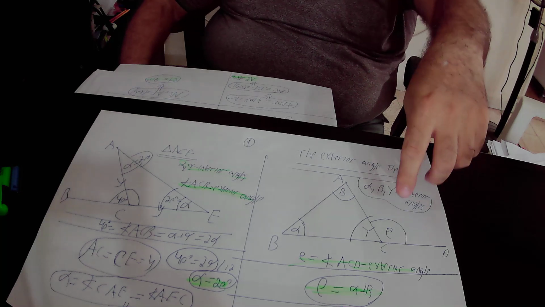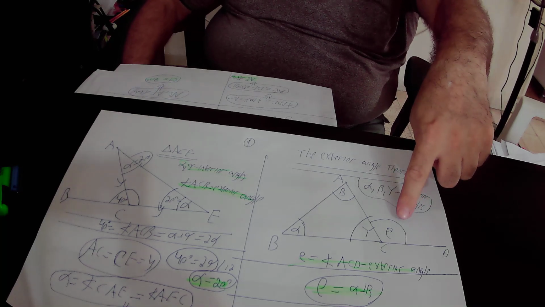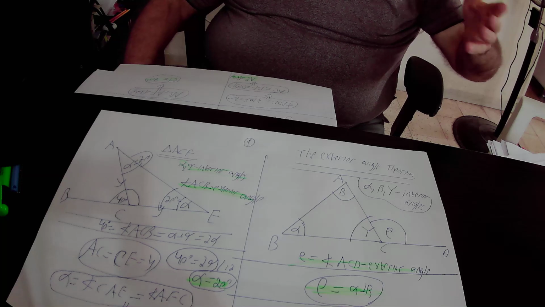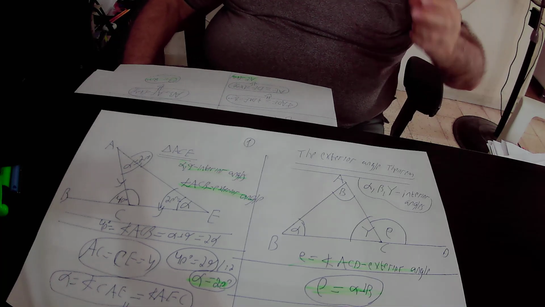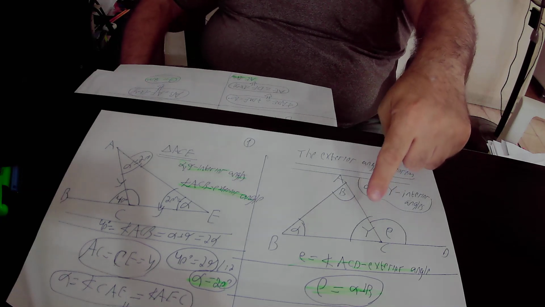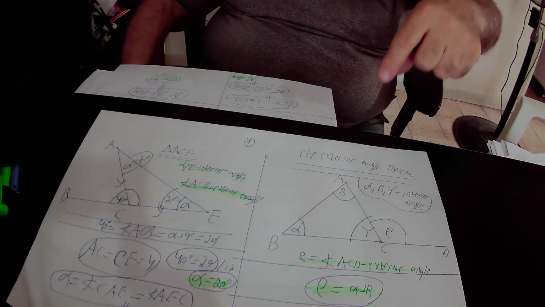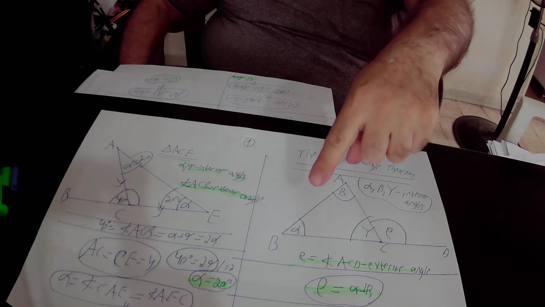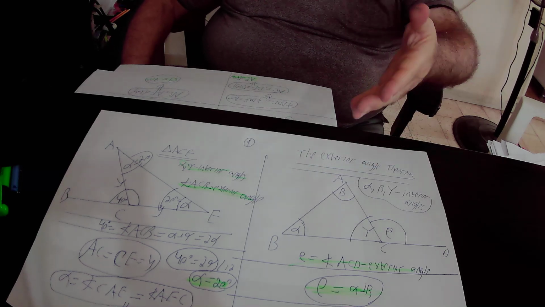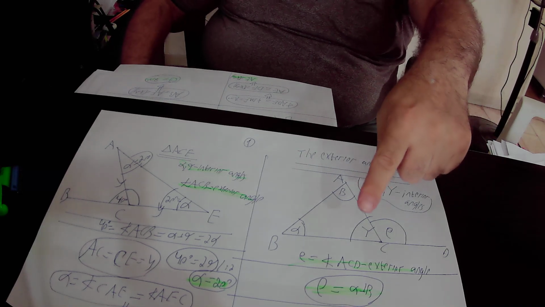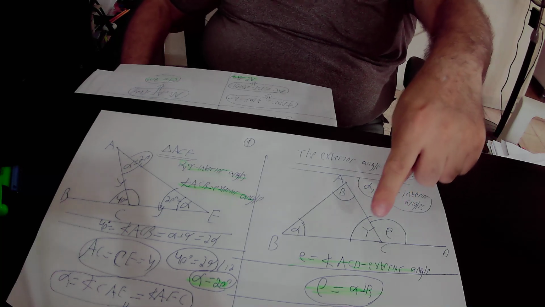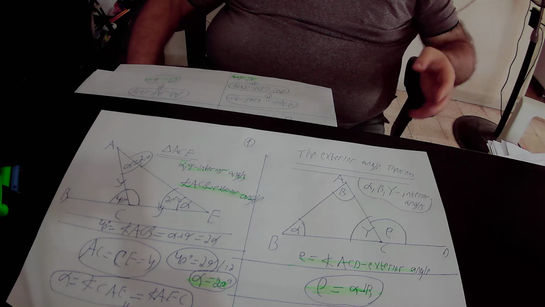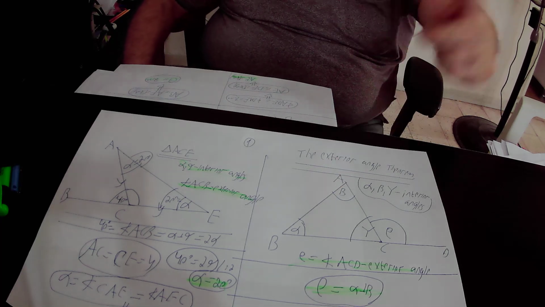And what is the size of the exterior angle ACD that is equal to E? According to the exterior angle theorem, it is equal to the sum of the two interior angles that are not adjacent to it. Here angle gamma is adjacent to angle E, and the other two angles that are not adjacent to it are alpha and beta. The sum of those two angles is alpha plus beta. Therefore the size of this angle E is equal to alpha plus beta, that is the sum of the two interior angles that are not adjacent to it.